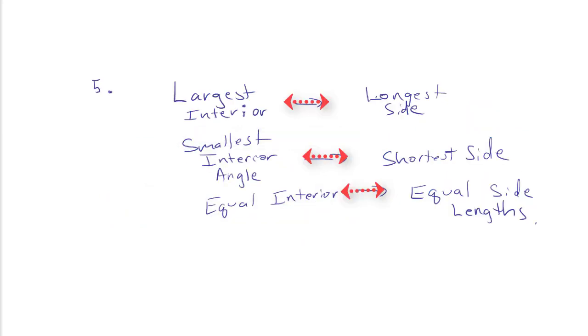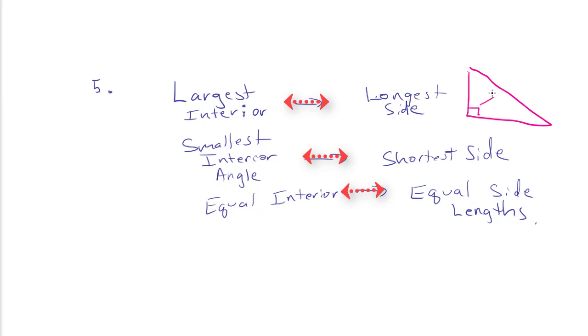Our next angle theorem indicates there's a relationship between the interior angles of a triangle, or any polygon for that matter, and the opposite side lengths. So let's think of triangles. The largest side of a triangle is opposite the largest interior angle. And we can see that in, say, for example, a right triangle. The largest interior angle in a right triangle is our 90-degree angle.